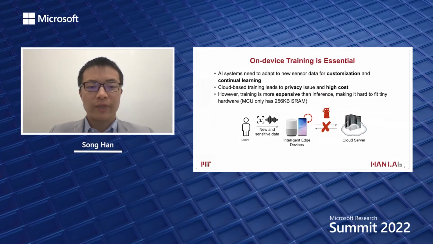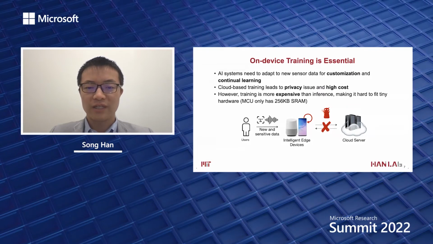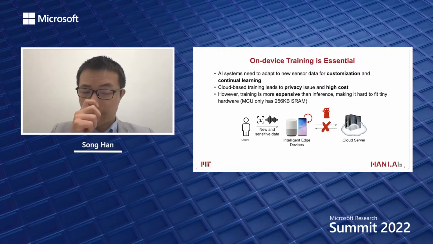However, training is much more expensive than inference, especially for the memory, because we have to do back propagation, where all the intermediate activations have to be kept in the memory for back propagation. Also, there's batch size that we need to take care of in order to make it easy to converge. All these factors make it hard to deploy on-device training on edge devices, for example, on a microcontroller that has only 256 kilobytes of SRAM.